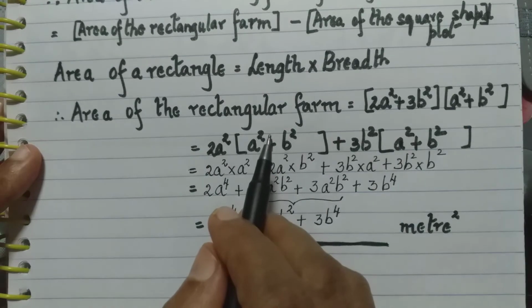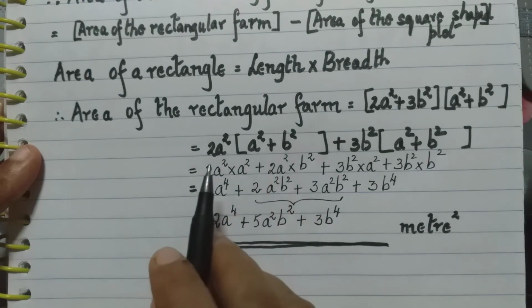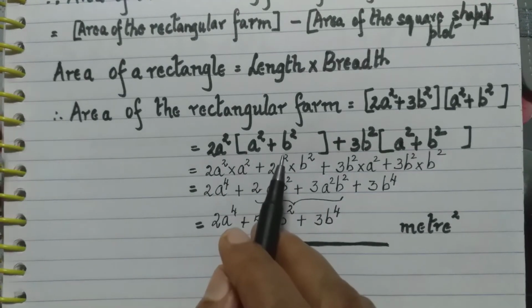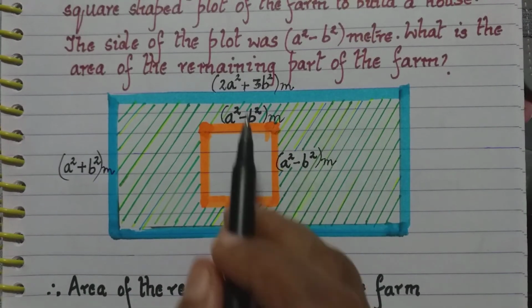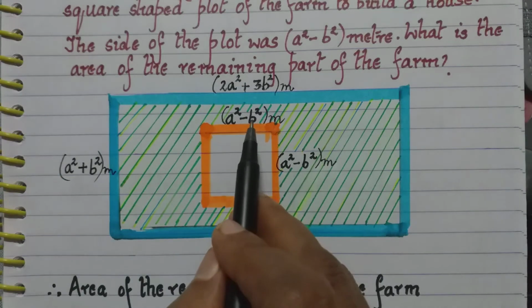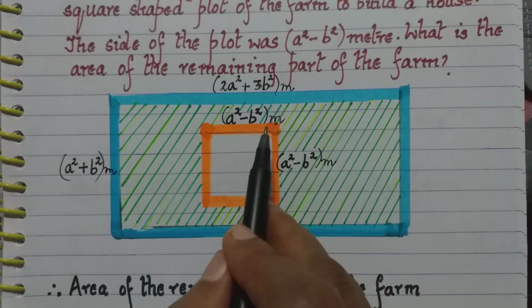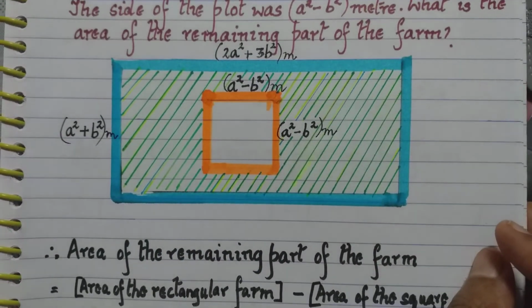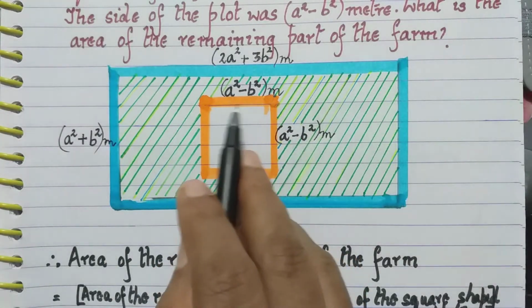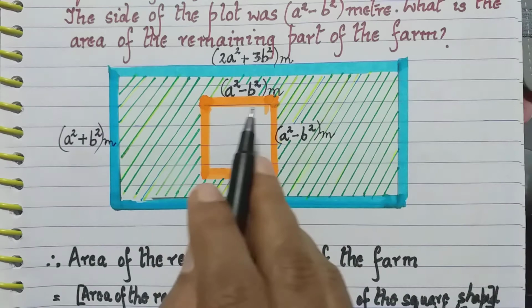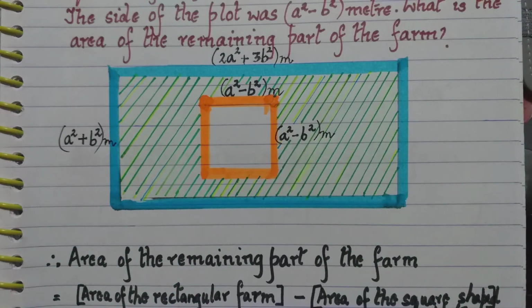Next, what are we to find out? What is the area of the square shaped plot? What is the side of the square shaped plot? A square minus b square meter. Okay, so we will find out what is the area of the square shaped plot by using the side as a square minus b square.